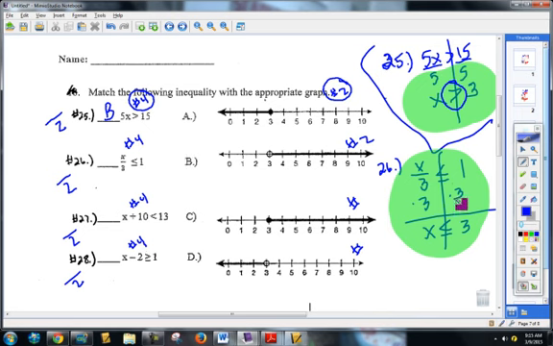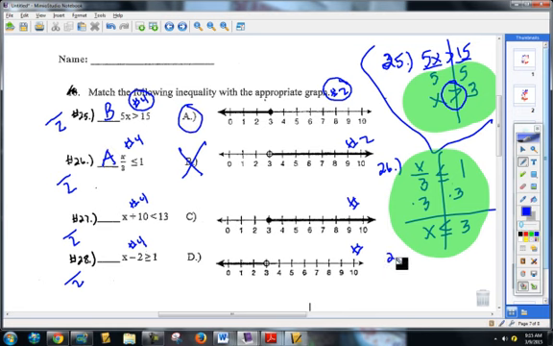Now let's match the correct graph. Can I eliminate both? We've already done with B. Can I eliminate letter D? Yes, because it's an or equal to. Now, A or C, which one's showing the solutions less than or equal to 3? Letter A.